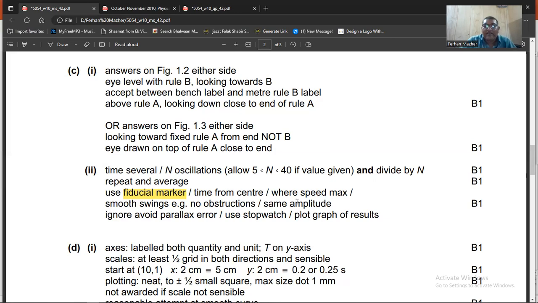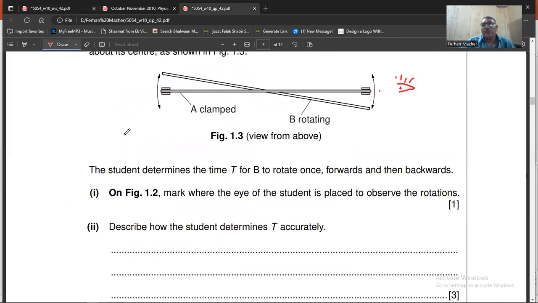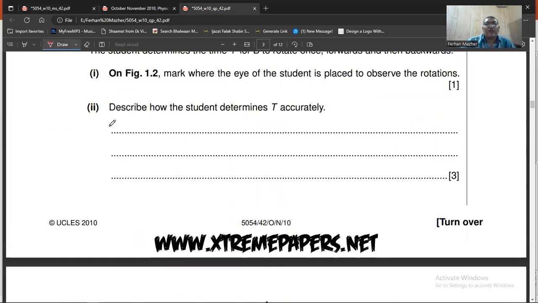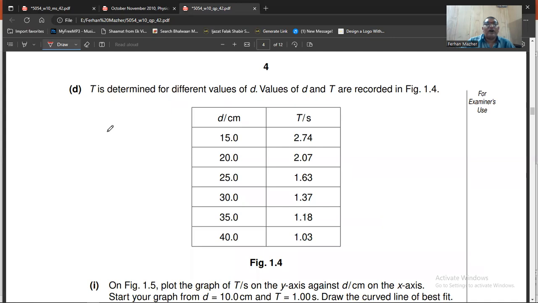Time from the center, where speed is maximum. Smooth swings, for example, no obstruction. Same amplitude. Avoid parallax error. And use a stopwatch, plot a graph of results. He's saying avoid parallax error, so I have written avoid parallax error. Okay, so you can write a better answer. I hope you have an idea what they want us to write. Okay, question number one is D part.